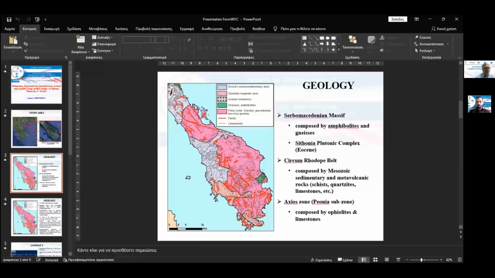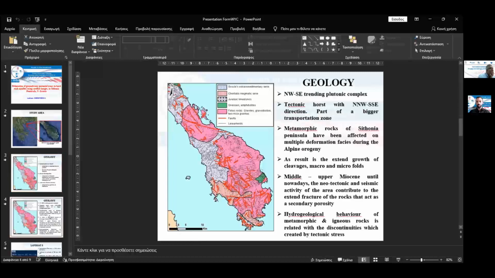And finally, a smaller part in the southern area of the peninsula belongs to the Paeonian subzone, which is composed by ophiolites and limestones. Sithonia is a tectonic horst with north-northwest, south-southeast direction, and it is a part of a bigger transportation zone. The metamorphic rocks of Sithonia Peninsula have been affected by multiple deformation phases during the Alpine orogeny, and as a result of that is the extent growth of cleavages, macro and micro faults.